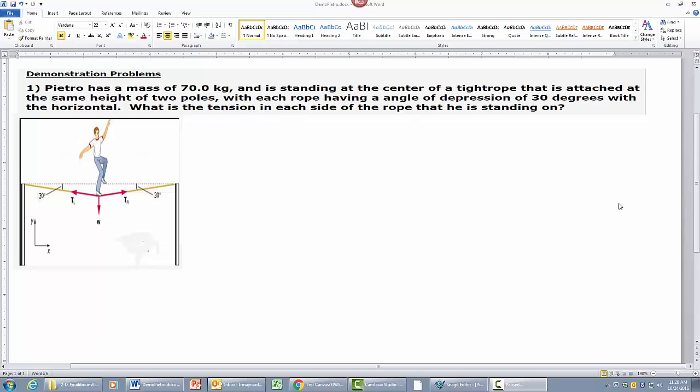Demonstration problem. Pietro has a mass of 70 kilograms and is standing at the center of a tightrope that's attached at the same height to two poles, as shown here, with each rope having an angle of depression of 30 degrees below the horizontal. What is the tension in each side of the rope that he is standing on?